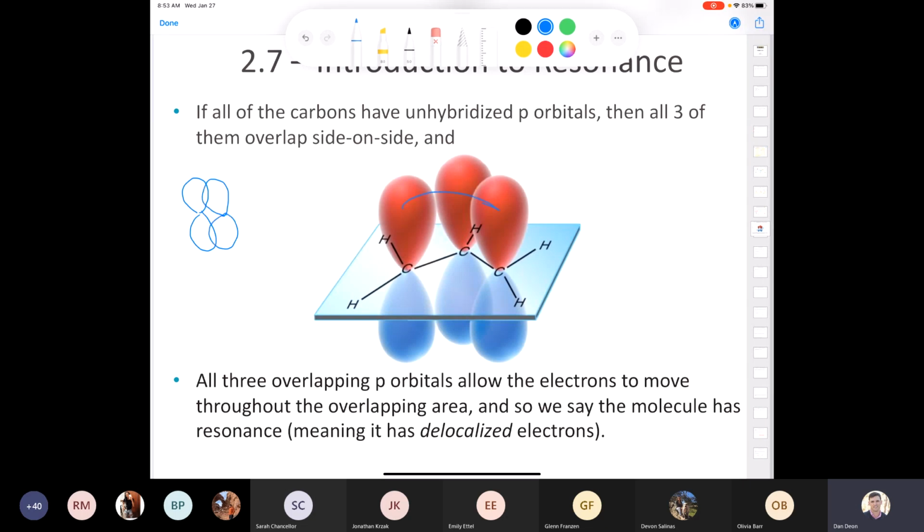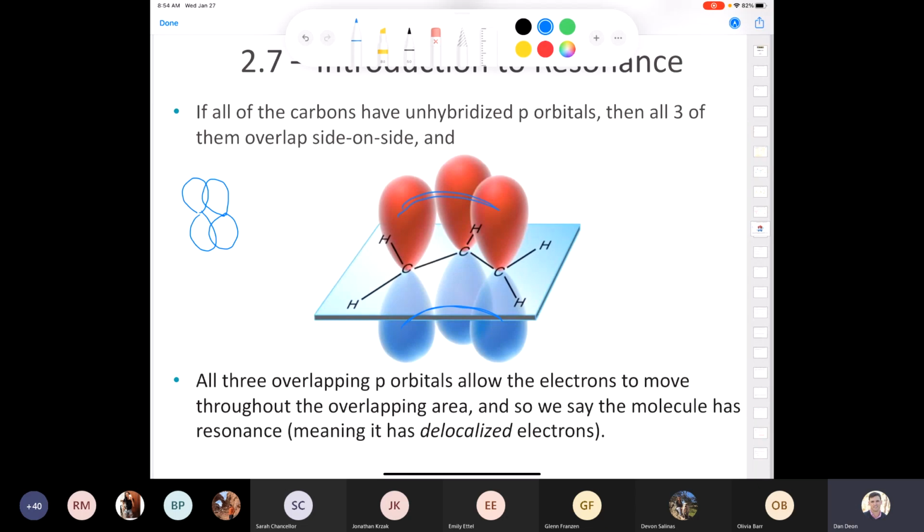So all 3 of these are actually touching on the top and on the bottom, above the plane and below the plane. All 3 overlapping p orbitals allow the electrons to move throughout the overlapping area. And so we say the molecule has resonance, meaning it has delocalized electrons. You notice that the pi bond isn't even shown in this representation that's on this slide.